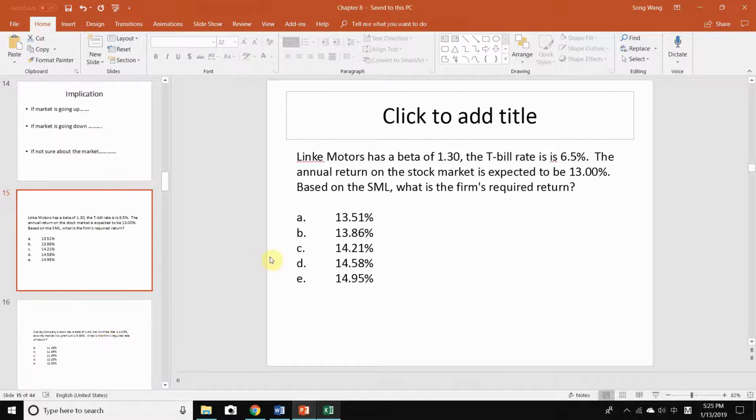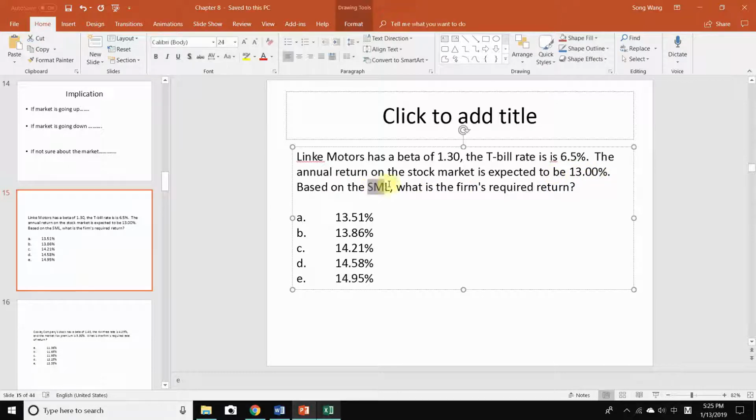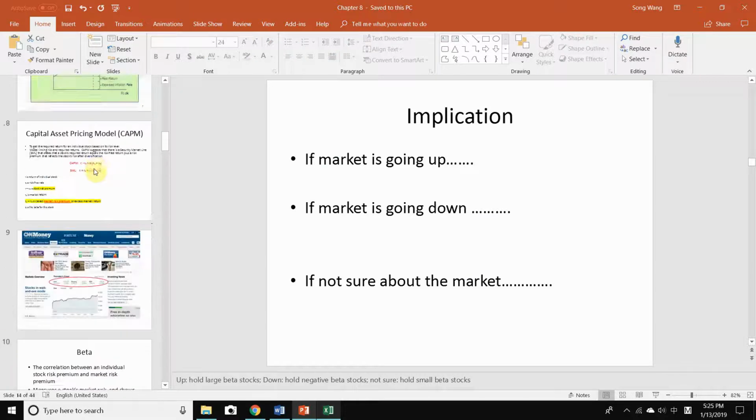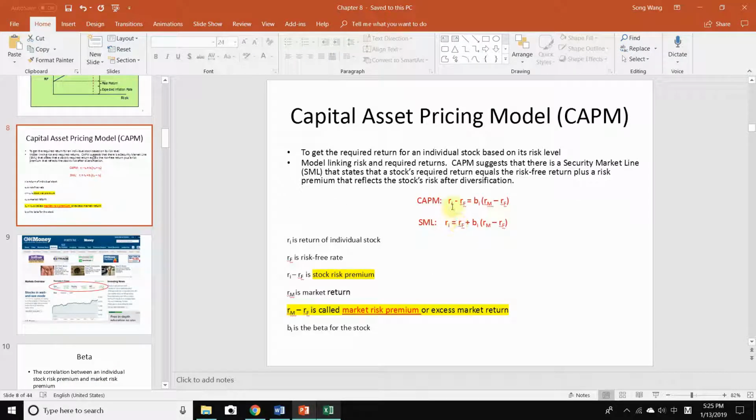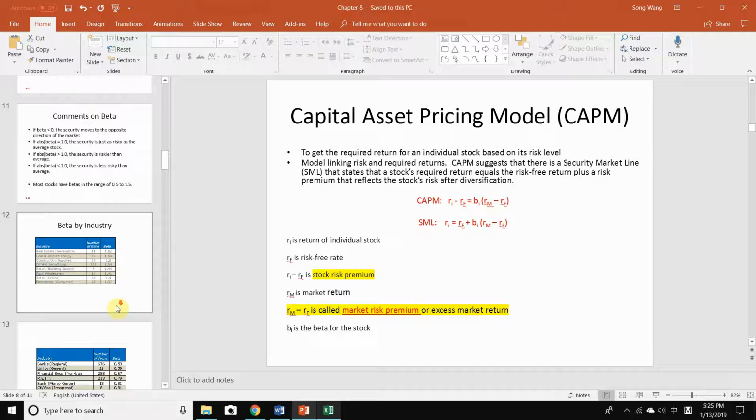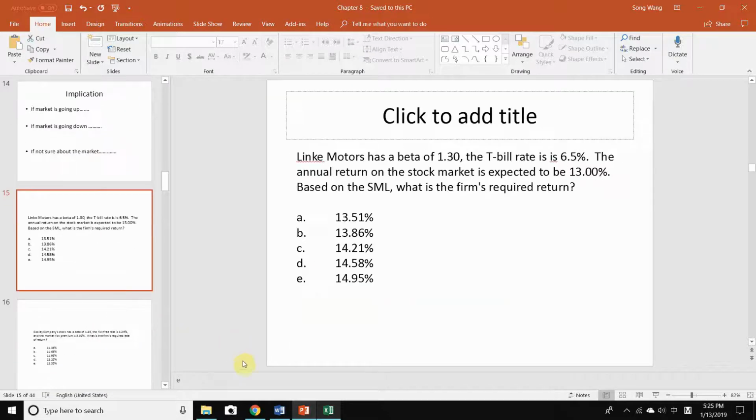In terms of calculation for CAPM, this is the kind of question I would like to give you. If a stock has a beta of 1.3, the risk-free rate is 6.5%, and the market return is 13%, based on the security market line or CAPM, what is the firm's required return? So you move back to the formula. It's right up here. Based on the CAPM, the stock return equals the risk-free rate plus the beta times the market return minus the risk-free rate. If you just follow the math, then you should easily get the answer, which should be E.